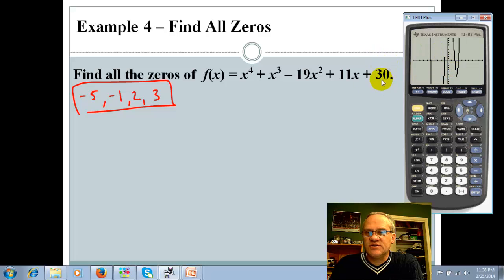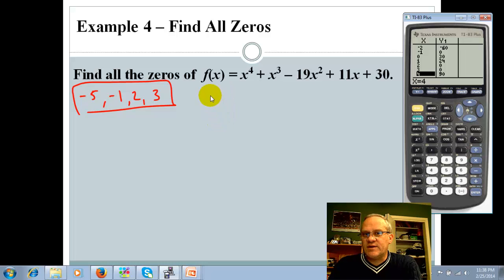Usually, there's going to be at least one good 0 that we can find here, and we'll do synthetic division to get that depressed polynomial and work our way down. We might have to factor. We might have to use the quadratic formula. A number of things that we might have to do there. So anyway, let's look at one more.